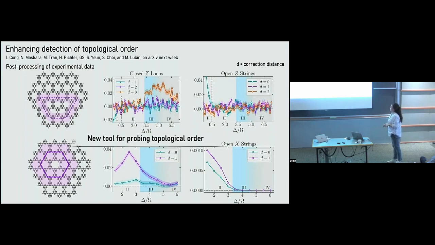Okay, so this gives us a new tool for probing topological order, and it can actually be extended to different models. This is something that I think could be very powerful for other topological phases as well. So let me just give you a quick outlook so that I can conclude.